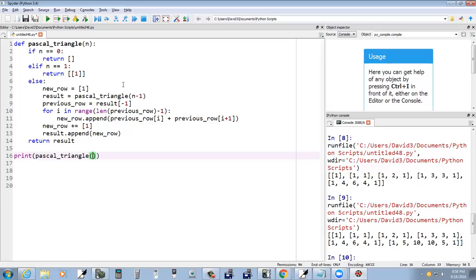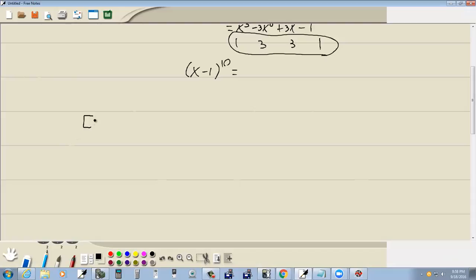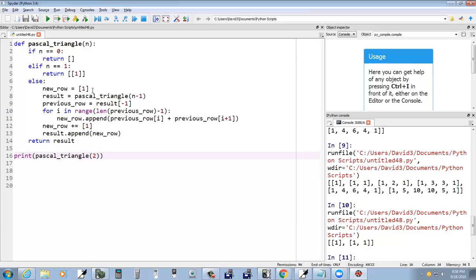Let's put 2 in. 1's probably too trivial. Okay, so it comes up here. If n is equal to 0, it's not equal to 1. It's down here. Got new row is equal to 1. And then it's calling this, so it's doing 2 minus 1. So it's coming up here and calling that. And if n is equal to 1, it's returning 1. So it's returning 1. Now when it's doing that, it's assigning it to result.